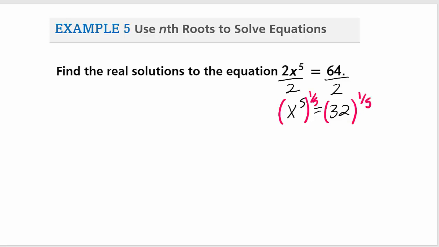Whatever we do to the left-hand side, we're going to do to the right-hand side. The power to a power property says that we multiply the 5 attached to the x by the 1/5 on the outside. That gives us x, or x to the first. And then when we simplify the right-hand side using rational exponents, we end up getting 2.